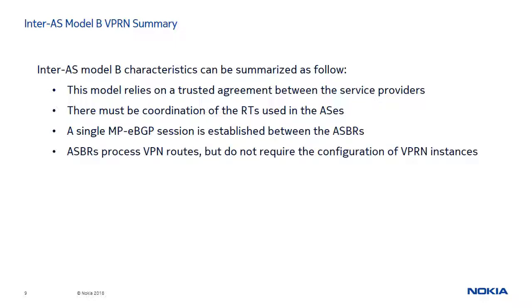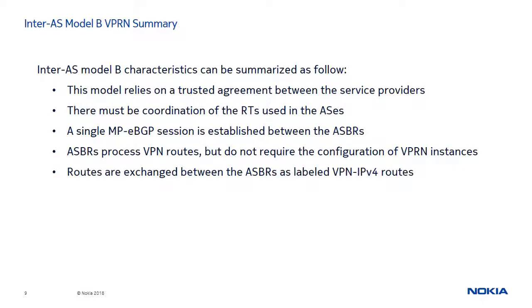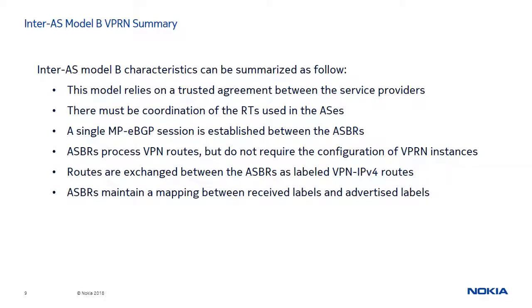ASBRs process VPN routes but do not require the configuration of VPRN instances. This also improves the scalability of Inter-AS Model A. Routes are exchanged between the ASBRs as labeled VPN IPv4 routes, and finally, ASBRs maintain a mapping between receive labels and advertise labels. This mapping is used in the data plane to ensure the proper swapping of VPN labels as the data packet passes through the ASBR.